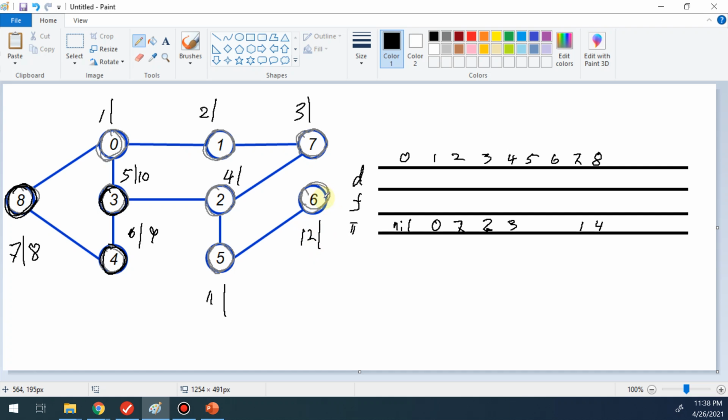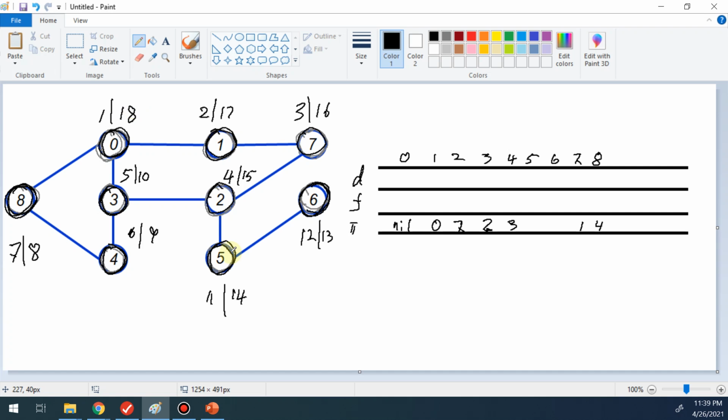Then we find that from 6, we are going nowhere. There's no more white nodes, so that's black. So we have 13. And then for the 5, there's nowhere to go, so for the 5 we also finish that. We paint it black, and then we have 14. So 2 is also black with 15, and then 7 black, 16, 1 black, 17, and eventually 0 is black with 18.